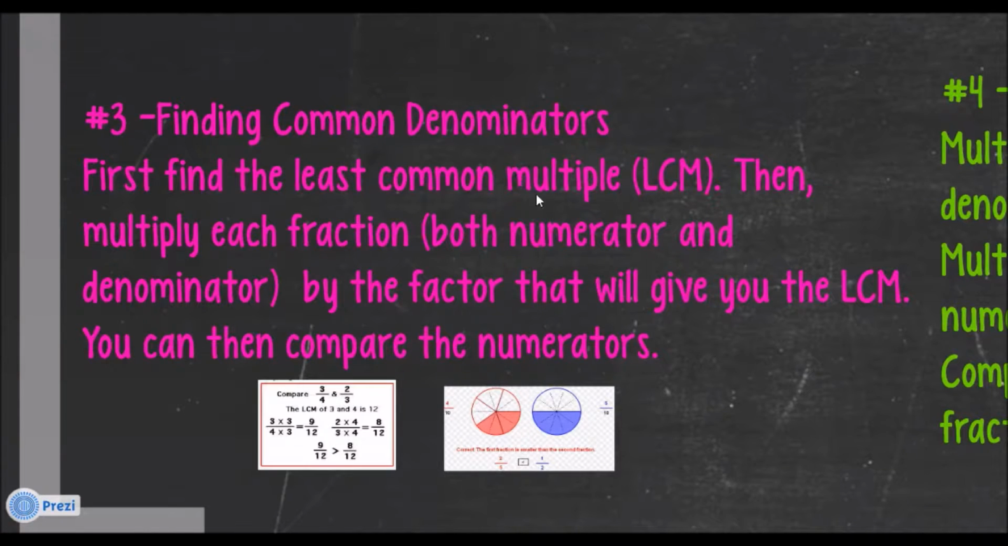So a multiple of a number, for example 5: the multiples of 5 are 5, 10, 15, 20, 25, 30, 35, 40. It's what you get when you multiply that number as a factor. So after you find the LCM, you're going to multiply each fraction, both the denominator and the numerator, by the factor that gives you the LCM, and then you compare the numerators.